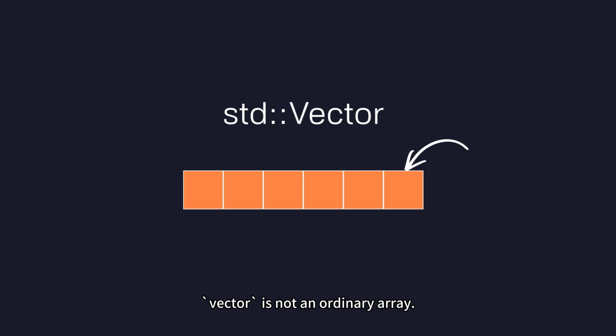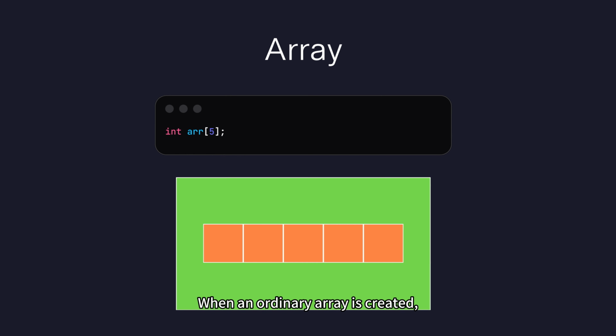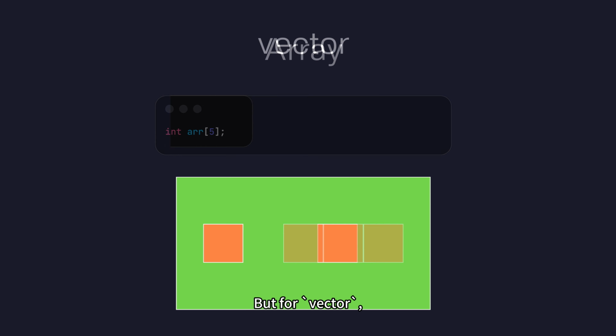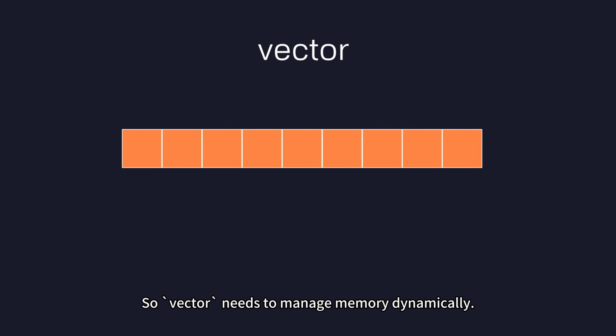Vector is not an ordinary array. Many beginners think that vector is just an array that can automatically expand. That understanding is not exactly wrong, but there are still differences between vector and an array. When an ordinary array is created, its size is already fixed, and it will allocate a contiguous block of memory. But for vector, it does not know in advance how much data will need to be stored later. Maybe 10 today, and tomorrow it becomes 10,000. So vector needs to manage memory dynamically.